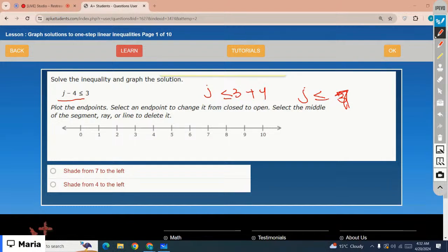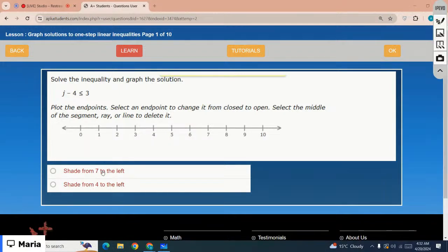Shade from 7 to the left because j is less than or equal to 7. 7 is also included, it would be like this. 7 is included, so there must be a closed circle, and here is the shade from 7 to the left. The correct option is option number 1.